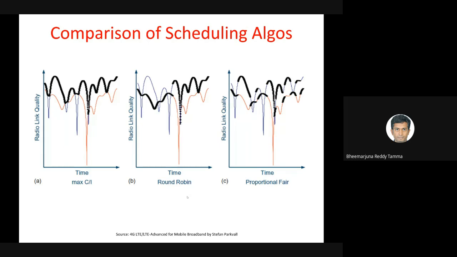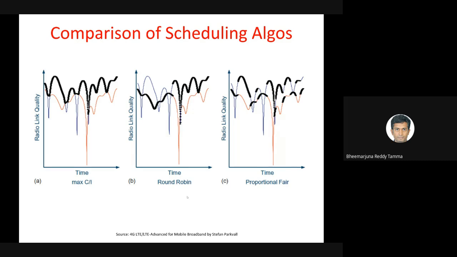But in round robin, it is unfortunate that it selected the red user at the beginning, even though the blue user has relatively better channel quality for more of the time. In round robin, it selects the red user first, and after that the blue user. Ideally, if it had selected the blue user first and then the red user, it would have got better performance. But anyway, you always decide based on the user ID or some other logic. That is the second case.